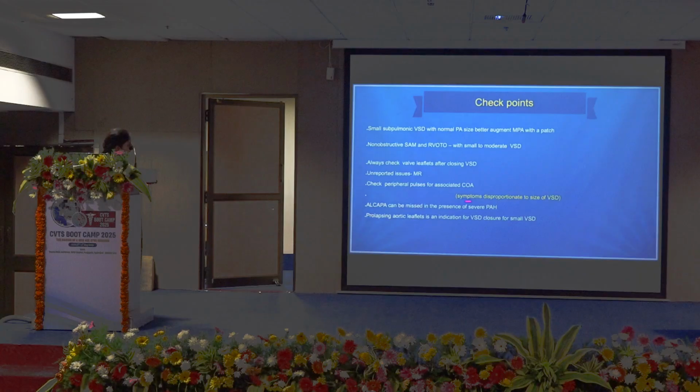And check if the symptoms are disproportionate to the size of the VSD. As soon as you see the patient in the OPD, please check the peripheral pulses for associated coarctation. In the presence of severe PAH with VSD, coarctation can sometimes be missed, so watch for it. Prolapsing leaflets are an indication for VSD closure, even for very small VSDs. Never think that since the VSD is very small, there is no indication for surgery. Prolapsing leaflets, even though there is no regurgitation, are an indication for VSD closure.